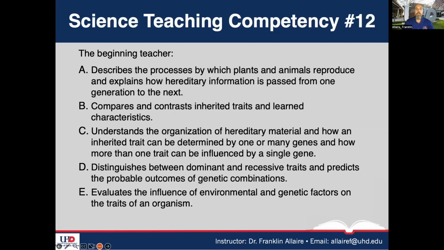Science teaching competency 12 reads, the beginning teacher describes the processes by which plants and animals reproduce and explains how hereditary information is passed from one generation to the next, compares and contrasts inherited traits and learned characteristics, understands the organization of hereditary material and how an inherited trait can be determined by one or many genes and how more than one trait can be influenced by a single gene, distinguishes between dominant and recessive traits and predicts the probable outcomes of genetic combinations, and finally, evaluates the influence of environmental and genetic factors on the traits of an organism.